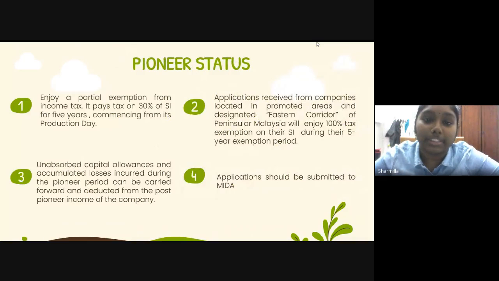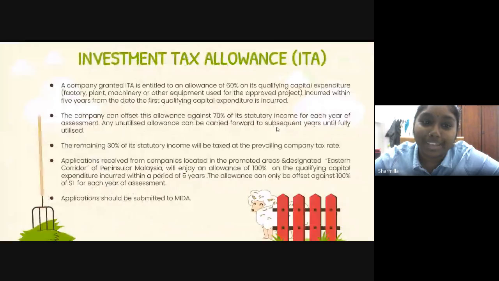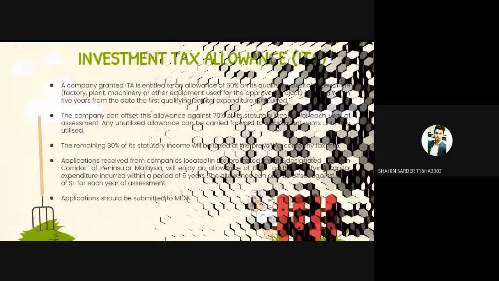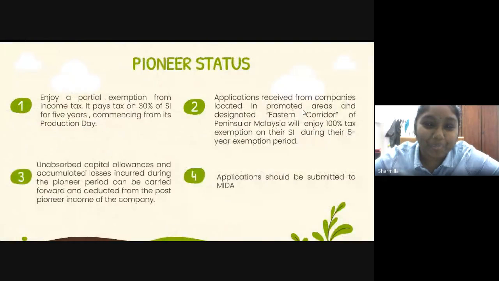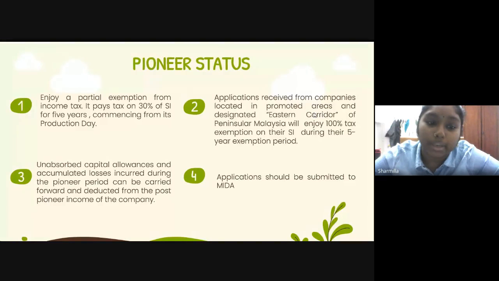The first incentive is the pioneer status. The companies that produce promoted products or engage in promoted activities are eligible for the pioneer status. The companies would enjoy a partial exemption from income tax. The company would pay tax on 30% of the SI for 5 years, commencing from its production date. The unabsorbed capital allowance and also the accumulated losses incurred during the pioneer period can be carried forward and deducted from the post-pioneer income of the company.